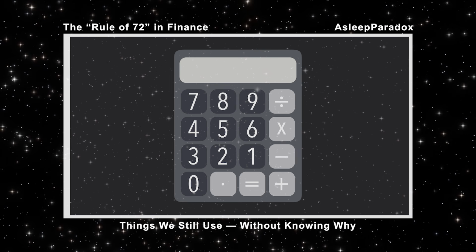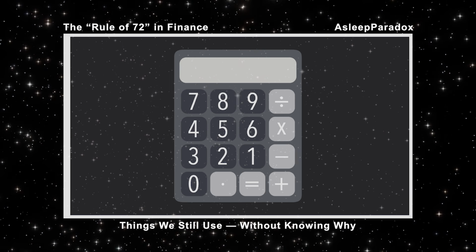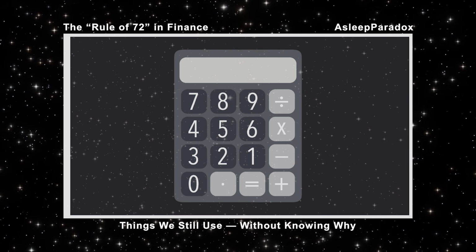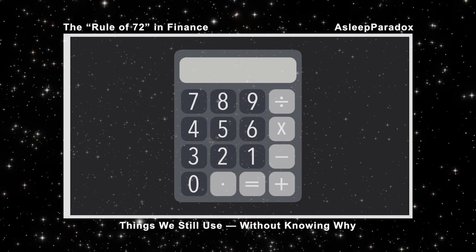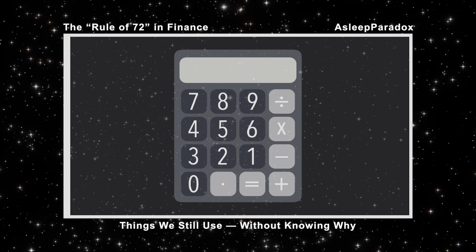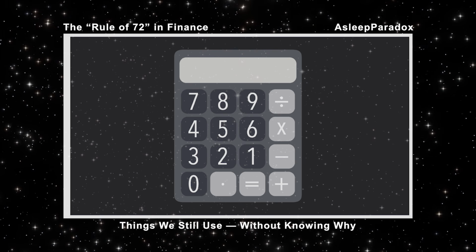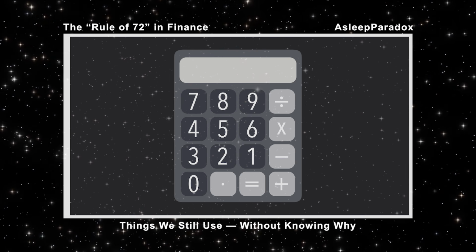Its continued use also reflects the human preference for heuristics, mental shortcuts that simplify complex processes. While precise calculations are available instantly on digital devices, the Rule of 72 offers independence from tools. It allows individuals to grasp exponential growth without external assistance, reinforcing understanding rather than mere computation.